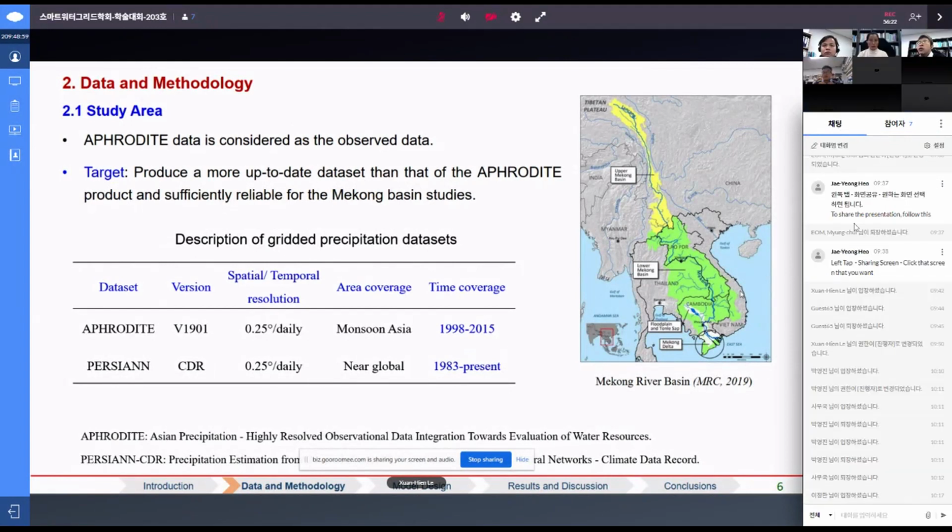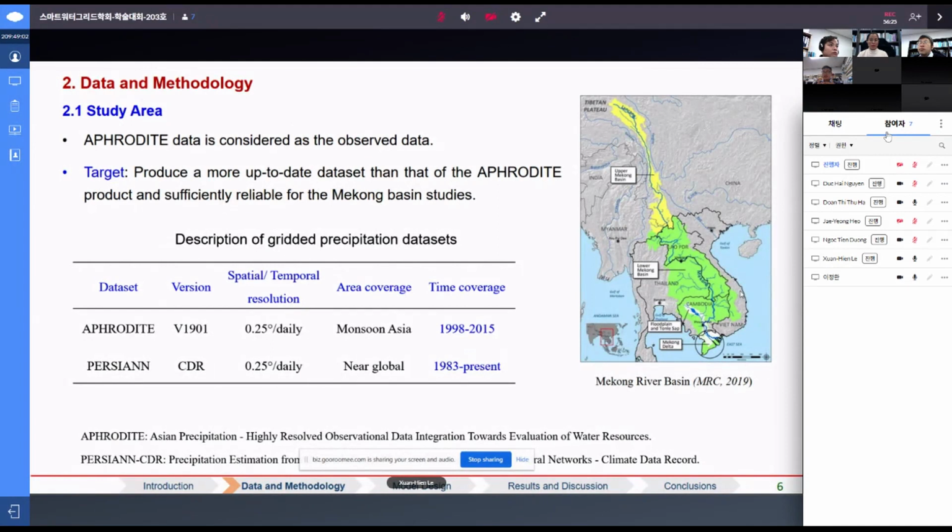And my study focused on my target. The target of my study is to produce a more up-to-date data set than the uploaded data, and one sufficiently valuable for making maybe study.